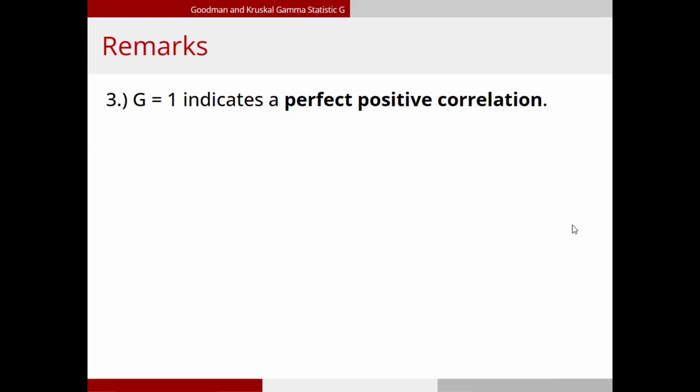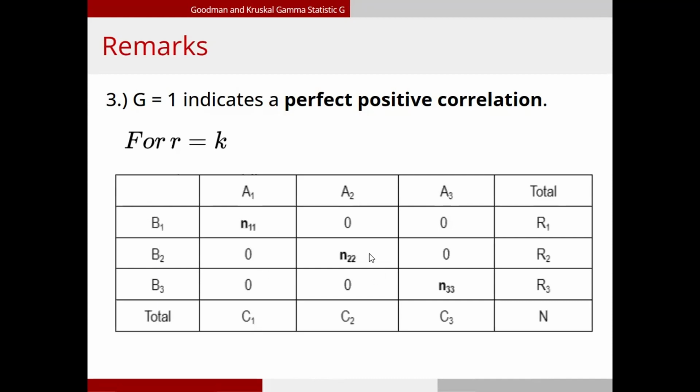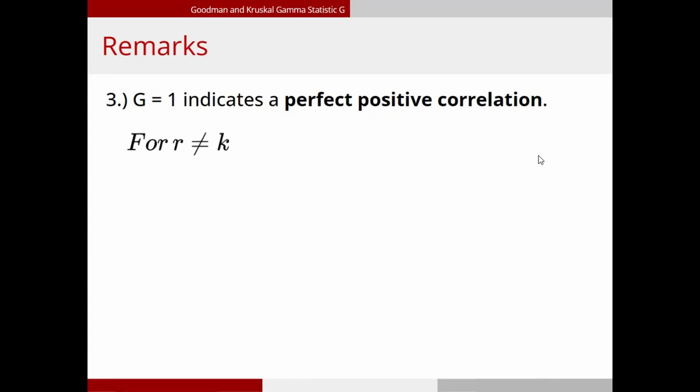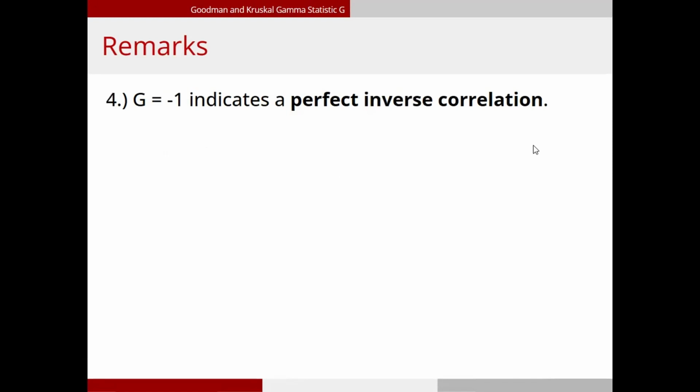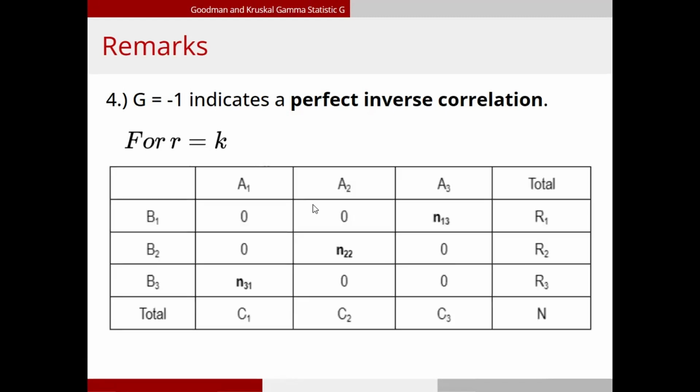So we can illustrate G equals 1 for R equal to K. So in this 3 by 3 contingency table, when the diagonals from the upper left all the way to the lower right are non-zero, while the rest of the values are 0, this will give us G equals 1 actually. So feel free to verify with any values that you want. And this should give you a gamma statistic of 1, which indicates a perfect positive correlation. While for R not equal to K, in this 3 by 4 contingency table, if the pattern of your table looks like this, with these values not equal to 0, and the others are 0, this should give you G equals 1.